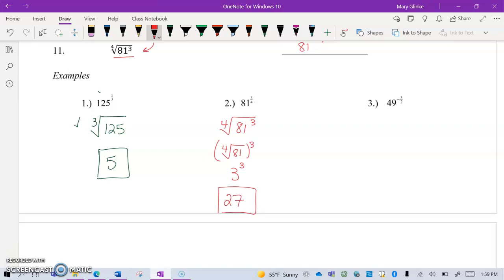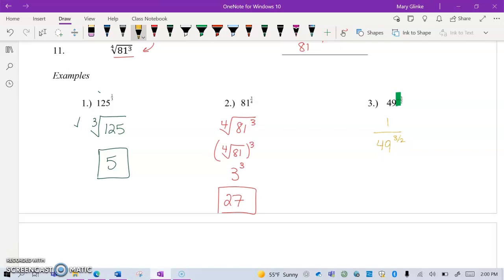Now 3 has two problems with it. First of all, it's in its current form, which we can't really deal with. The second problem is this negative exponent. So any negative exponent is going to move to the denominator, and it's going to become a positive exponent. So this becomes 1 over 49 to the 3/2.